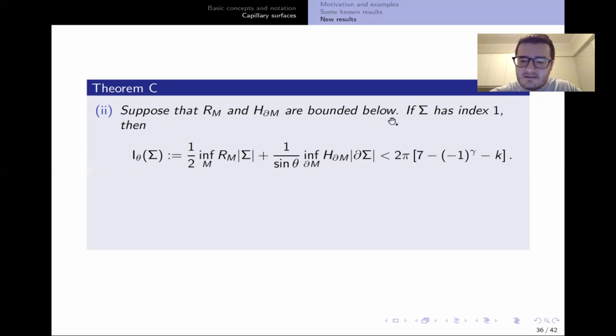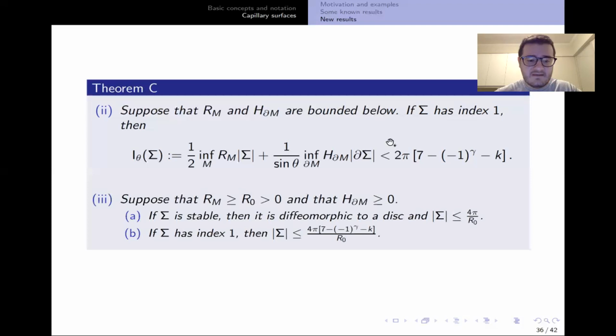An interesting question to ask is: what is the supremum of I theta of sigma if we vary sigma over all minimal capillary immersions of index one inside of M, fixing also the topological type of sigma? Is this supremum equal to the number on the right-hand side, or is the supremum less than this number? This is a question for you.